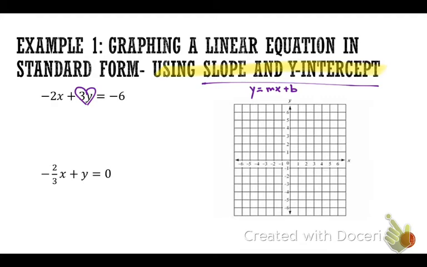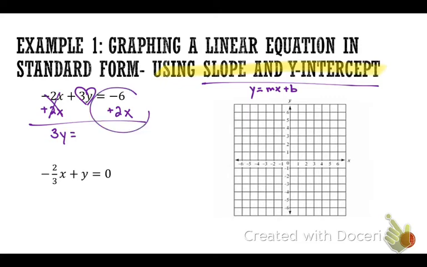How can I get negative 2x to cancel out so I can move it to the other side? Okay, I want to do the opposite. I want to plus it. Add it. So I add 2x to both sides. Now let's bring everything down. I bring my 3y down.